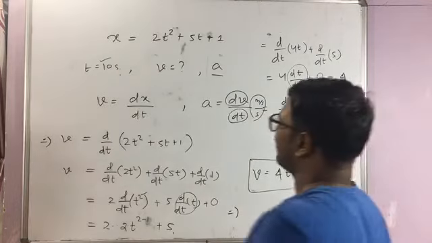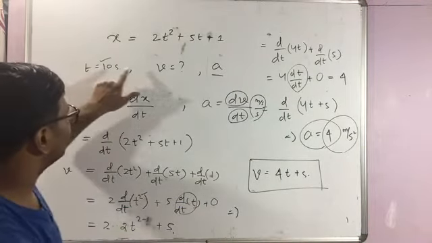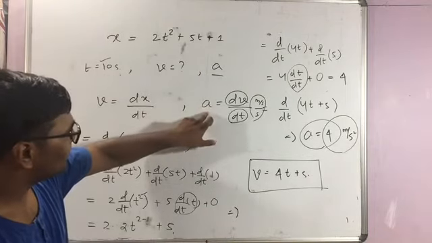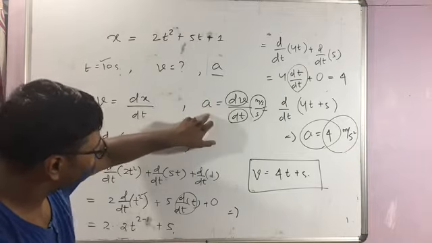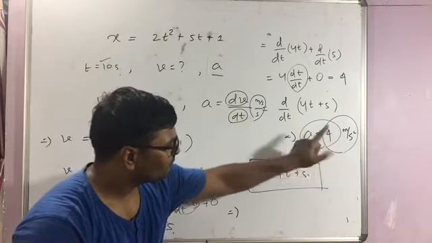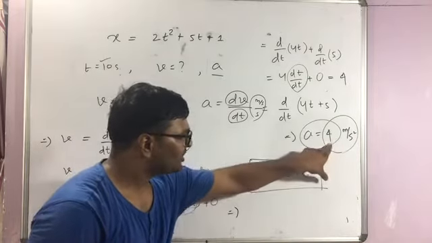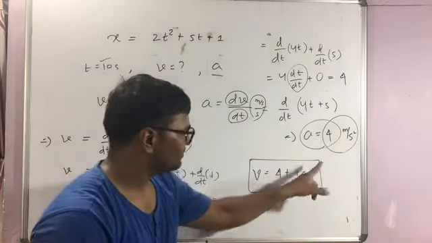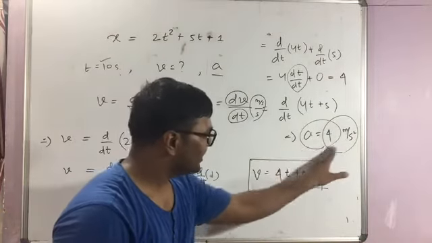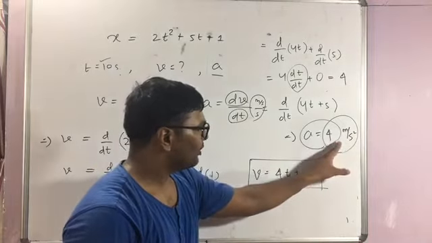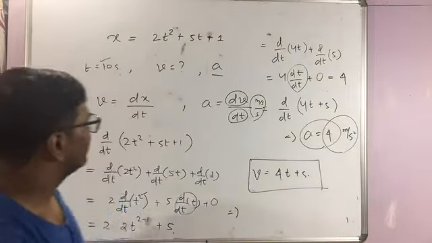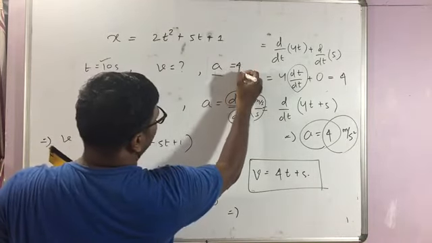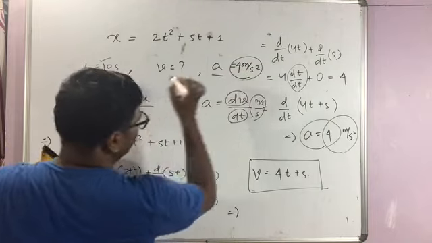Now see what is asked. At t is equal to 10 seconds, what is the value of v and what is the value of a? All of you just see, while finding the acceleration we got only a number. The value of acceleration is a constant because there is no time term in it. It means acceleration is independent of time. It won't depend upon the time. It is a constant term. So at t is equal to 10 seconds, the value of acceleration is 4 meter per second square.